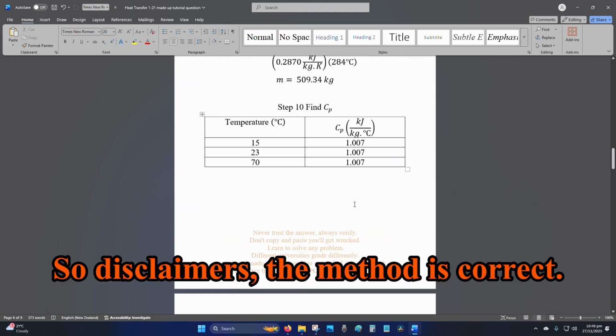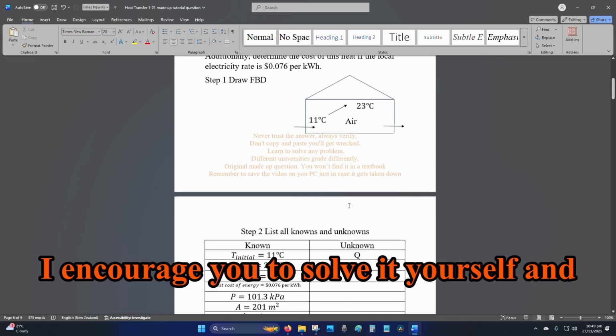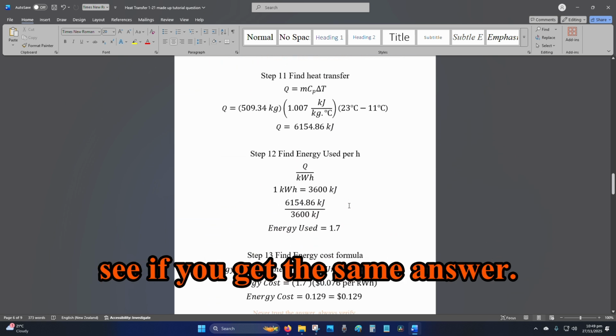Disclaimers, the method is correct, however I do make calculation mistakes. I encourage you to solve it yourself and see if you get the same answer.